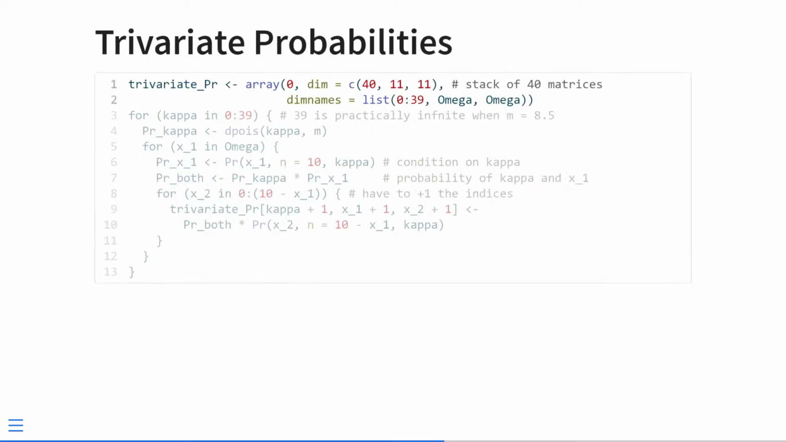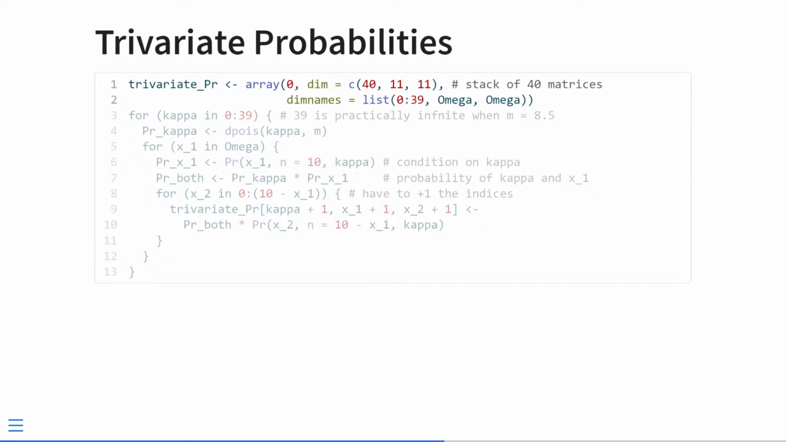Okay, so you don't have to copy this down, but I'm going to walk through how I would make trivariate probabilities the ancient way. First I'm going to create a 3-dimensional array that's 40 by 11 by 11. You can think of this as a stack of 40 matrices, each 11 by 11, and the 11 by 11 matrices contain the joint probability of knocking down x1 pins in the row and x2 pins on the column. But I'm going to stack up 40 of these for 40 different values of kappa.